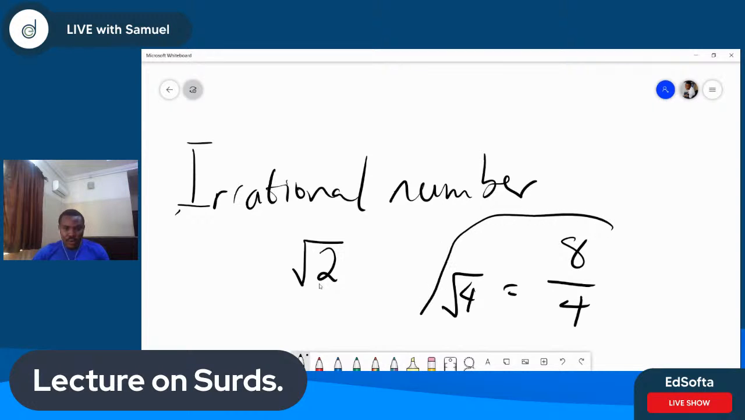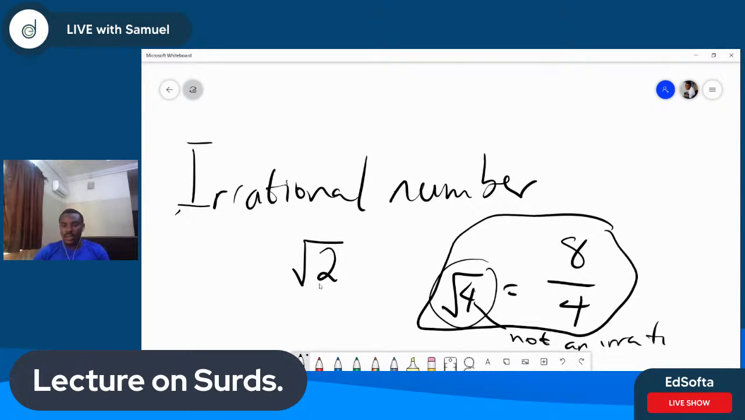So root 4 is not a surd. It is not an irrational number. It is a rational number because it can be represented as a ratio. Root 4 is 2, and 8 over 4 is 2. So that's just one thing.